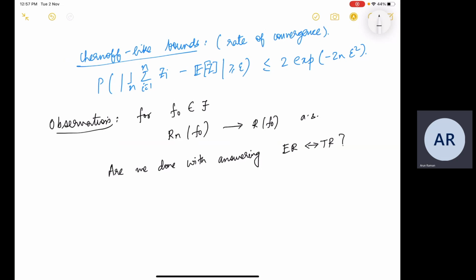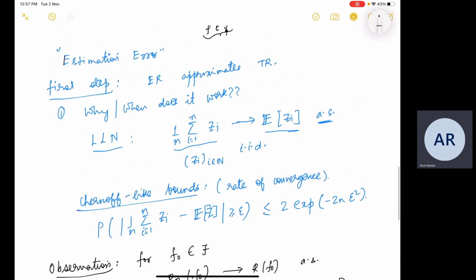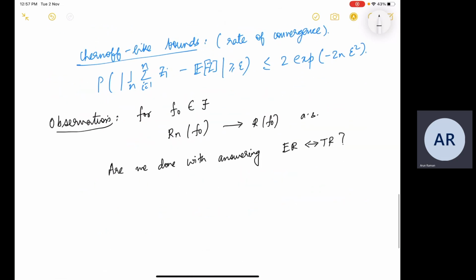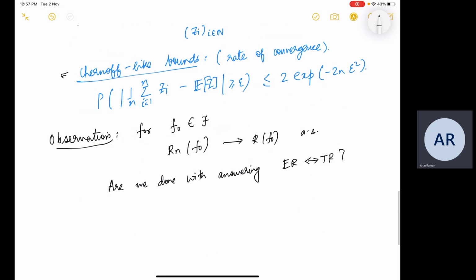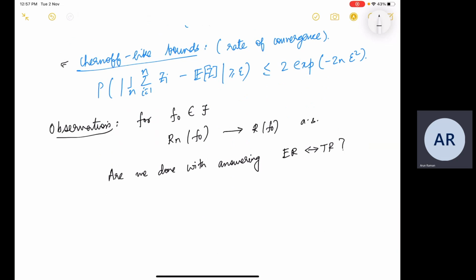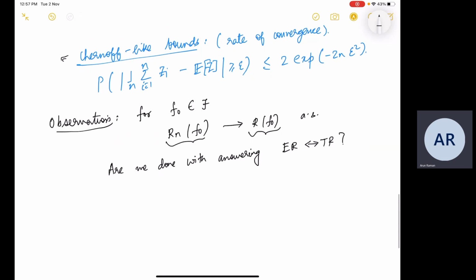So we started with the question of how well the empirical risk approximates the true risk. And we noted that we have the law of large numbers and the Chernoff-like bounds, and using those two tools, we can prove that the empirical risk of a function f naught converges to the true risk of the function f naught almost surely. So this can be proved. If you see the proof, then it is good. If you do not see the proof, you can try it out, and it is okay.